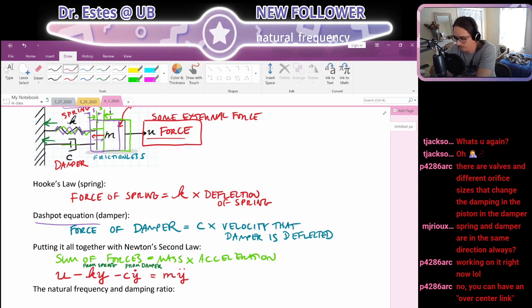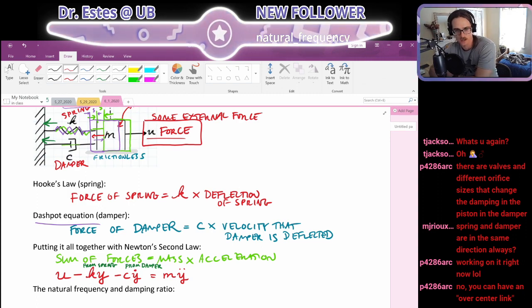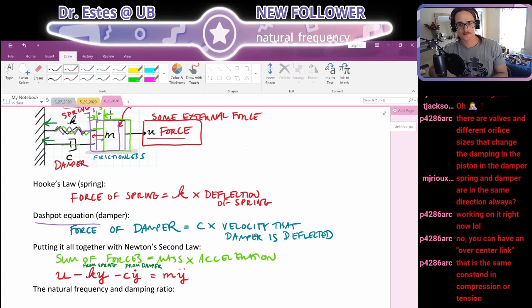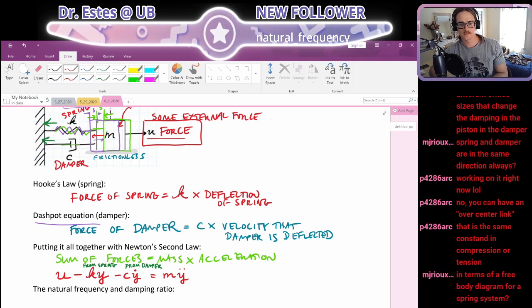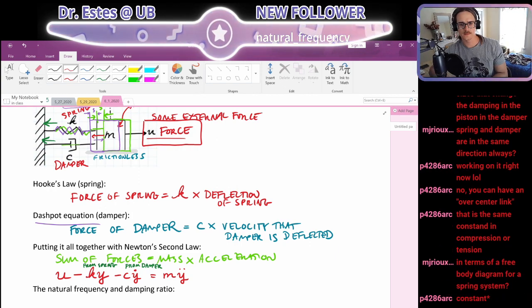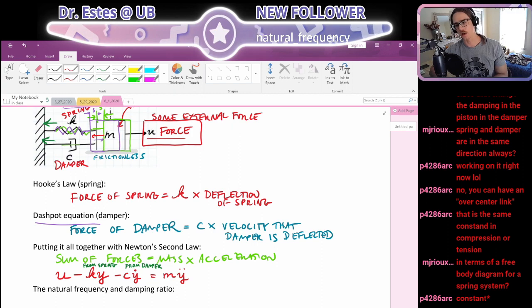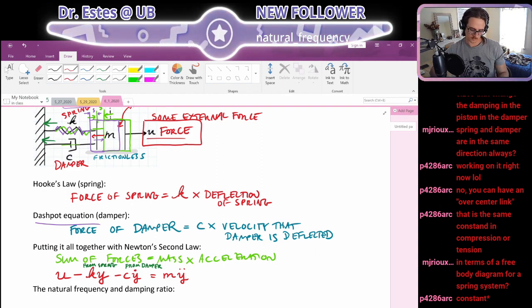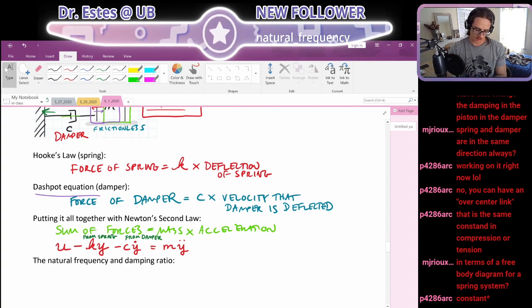Ark is our resident expert on dampers. Yeah, in terms of a free body diagram, it'll always be the same direction. You're right. Okay.